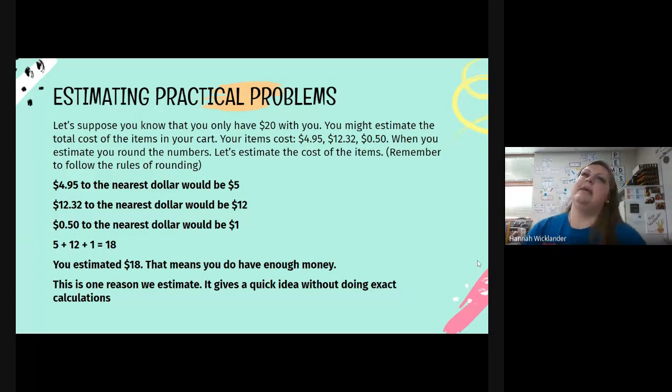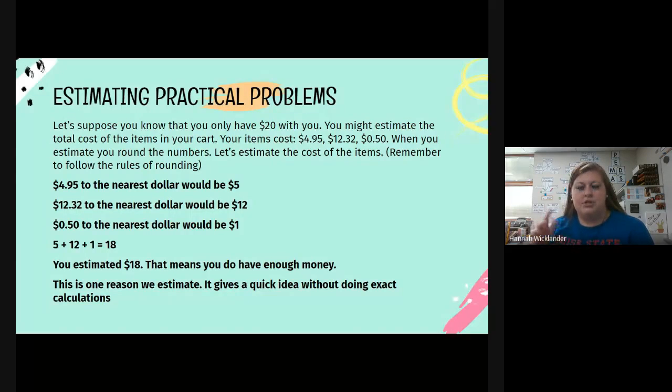So let's say that you're at Harvest Foods, you have $20 and you already have 3 things in your cart, but you're at the check stand and you're like, crap, I want that bag of hot Cheetos. Can I pay for it? So you remember that one of your items was $4.95, the other one was $12.32, and then the last item was 50 cents. So you want to estimate to see if you are over $20 or if you have enough money to get that bag of hot Cheetos. So you're going to round those numbers to see if you can get that item.